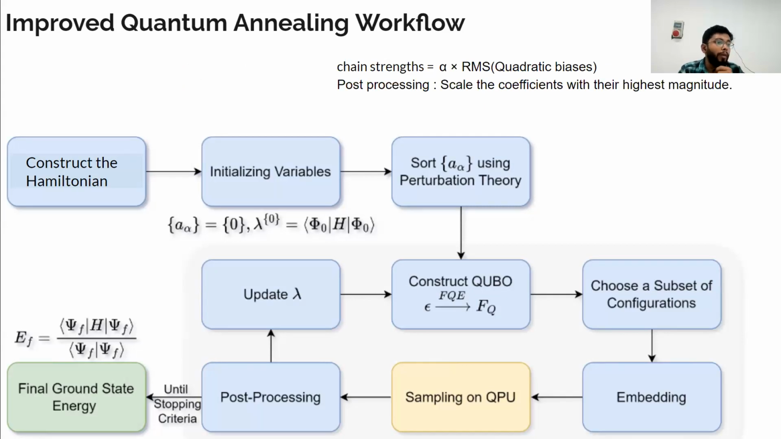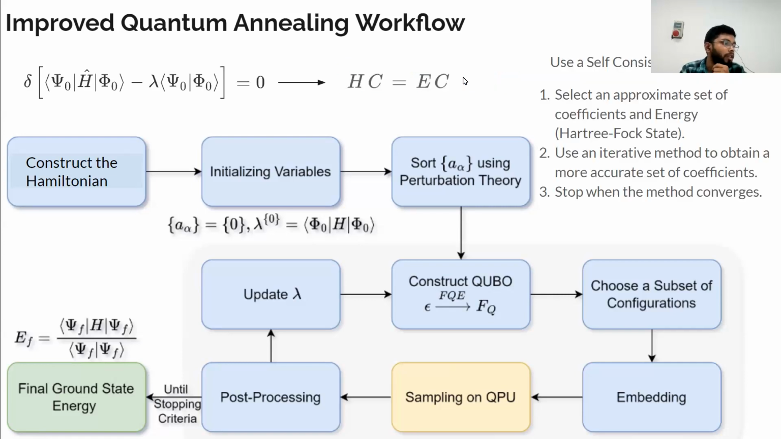And finally, in the embedding process, we change the way chain strengths are determined, and that's alpha times the RMS of the quadratic biases, along with some post-processing strategies. And in between, we have the sampling on the QPU that gives us many samples, and among them, we choose the best one. And for updating lambda, the previous methods used to compute lambda by varying over a specified range of lambda or by using the method of bisection.